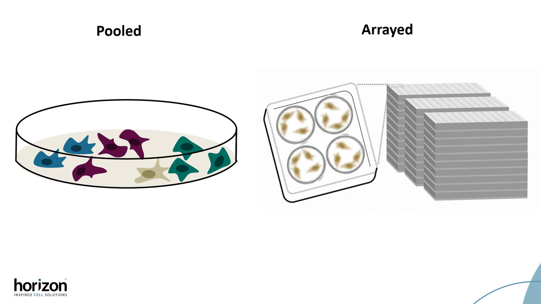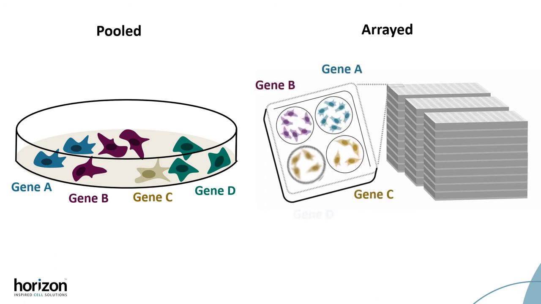Pooled screens are done in as little as one dish, and just like the name says, your results are pooled together. So if you're doing a pooled CRISPR knockout experiment, cells that are edited for one gene will be mixed with cells that are edited for other genes. Whereas in the arrayed screen, the edited cells are separated, and at the end of the experiment, each well has cells with only one gene knocked out.